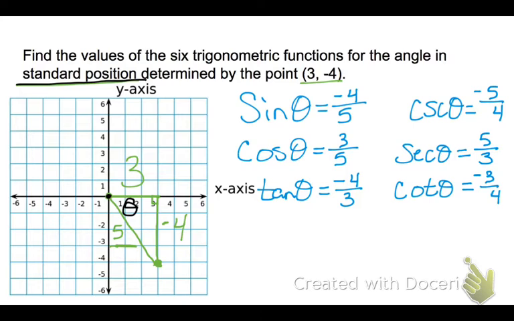Please make sure you complete the Math Excel called Trigonometry Ratio Practice.